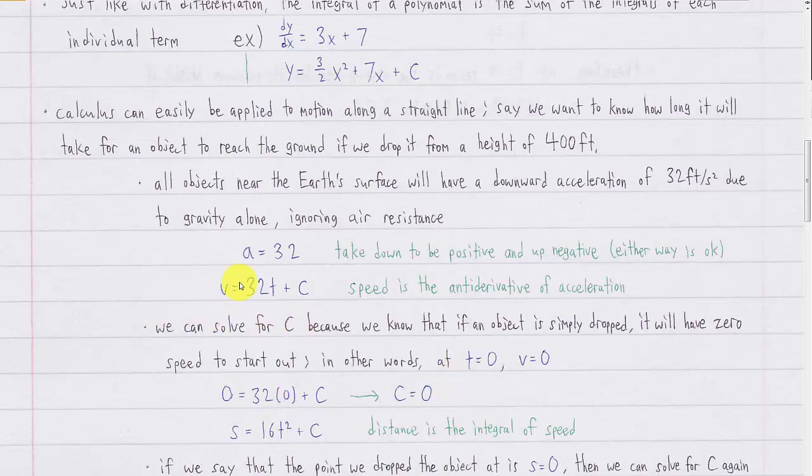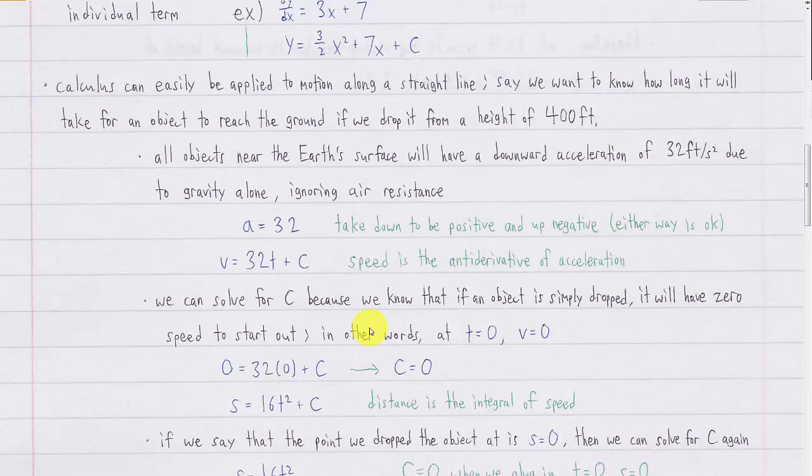So the true speed function is v equals 32t. So now we integrate again to get back to the distance formula. Integrating this will get you 16t squared plus c again. And we can again solve for the c if we know something about the initial conditions.